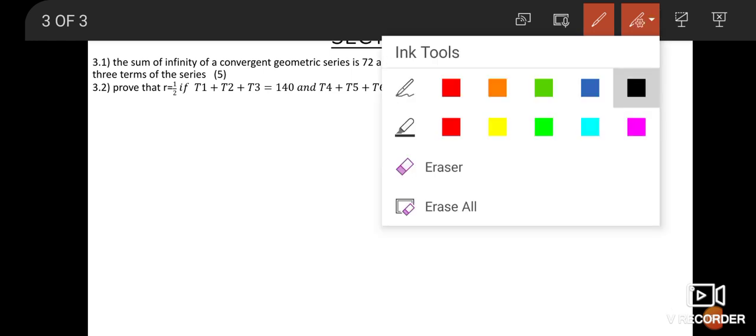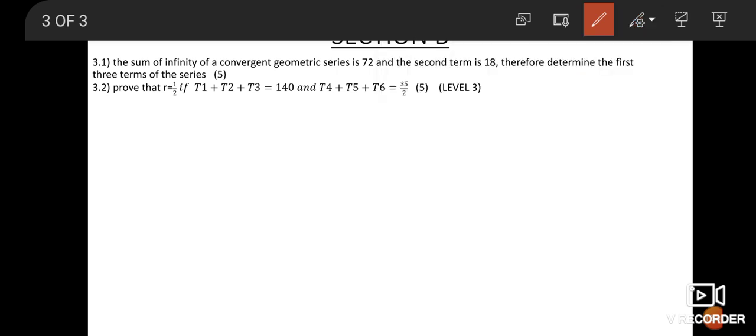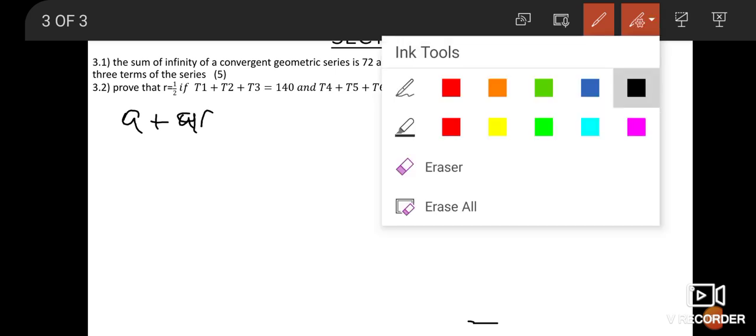Now here comes the tricky part. Now let's just begin. So we can agree that it says t1 plus t2 plus t3 equals 140. So we can use the formula here of tn equals ar^(n-1). So if I sub that in, now that we know that T1 is a, and then T2 is ar, because we're simply skipping a step.